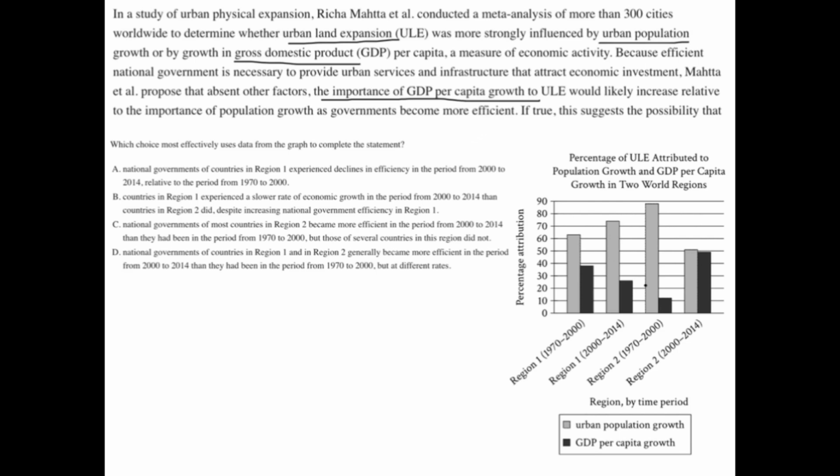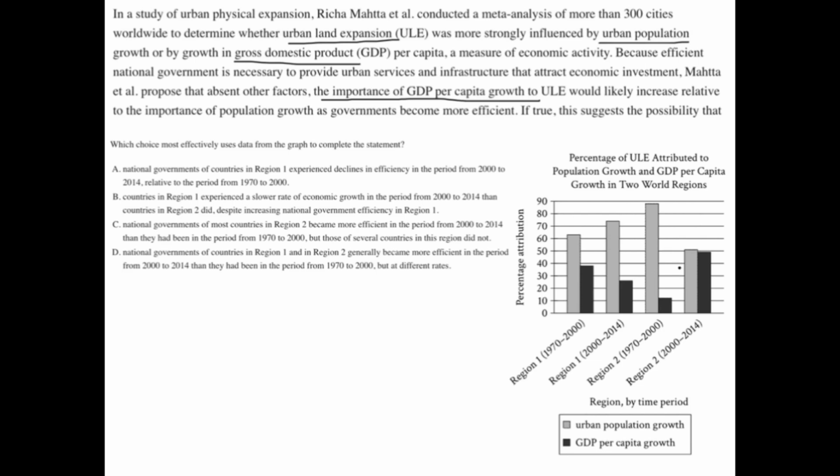Now, let's look at the graph to see if we can find anything that would seem to support Mata's hypothesis. We see two different regions here, region 1 and region 2. This is percentage of ULE attributed to population growth and GDP per capita growth in two world regions. Now, in region 1, we see the urban population growth go up and the GDP per capita growth go down. However, in region 2, we see the exact opposite.